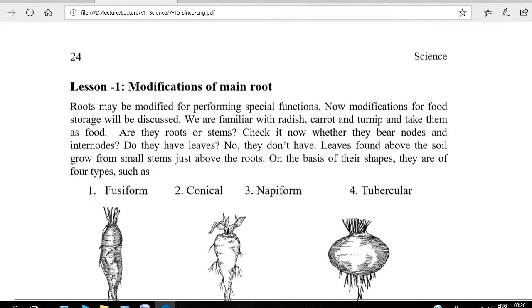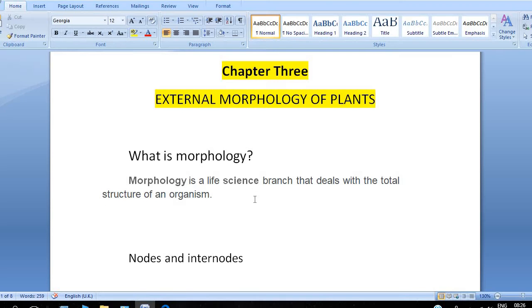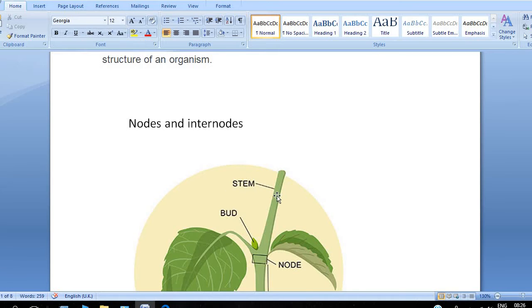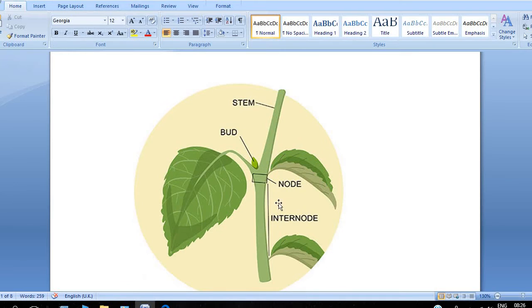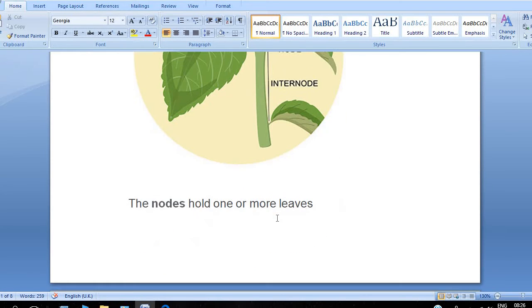So what are nodes and internodes? This is the definition. Let's come to understand. This is the stem and this is the bud, and this point is called the node, and this is the internode. The part between two nodes is called the internode.